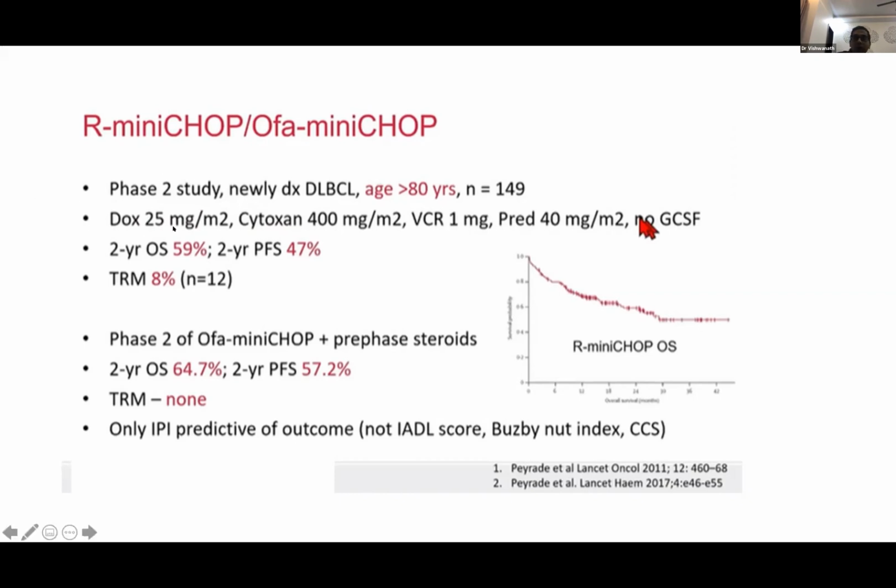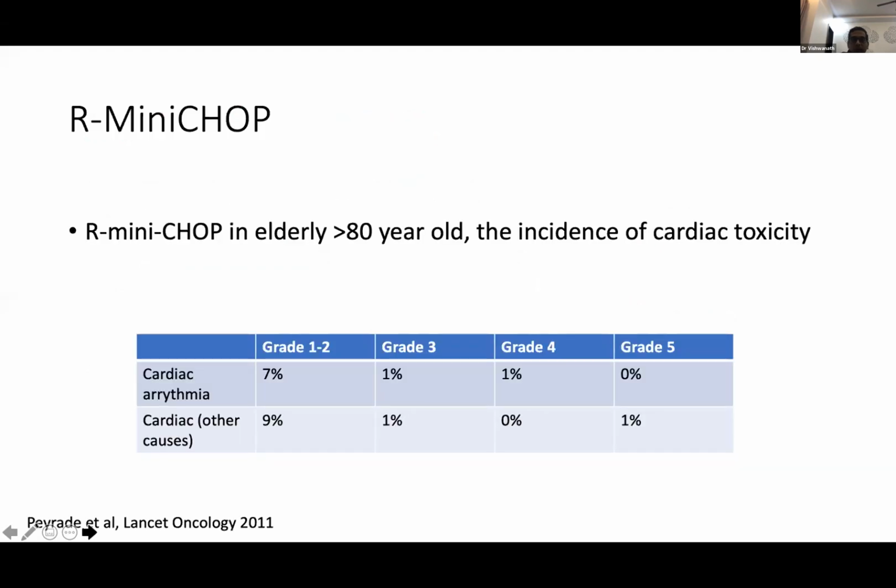We know the mini R-CHOP dose of 25 milligram per meter square of doxorubicin, and we know the other doses. The 2-year OS was 59% and the 2-year PFS was 47%. Similar results were also published by the same author, using ofatumumab instead of rituximab with similar doses of mini-CHOP. When I looked at the review of the literature on mini-CHOP, you can see that among patients who had cardiac arrhythmia or other cardiac causes, grade 1, 2, 3, and 4 toxicities are very few. This is something we have to remember.